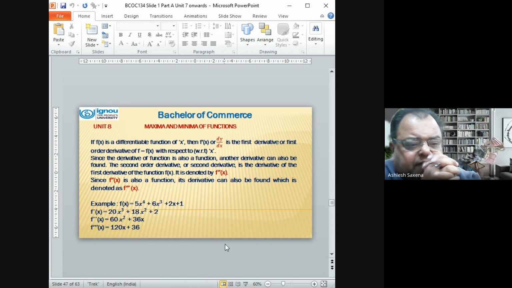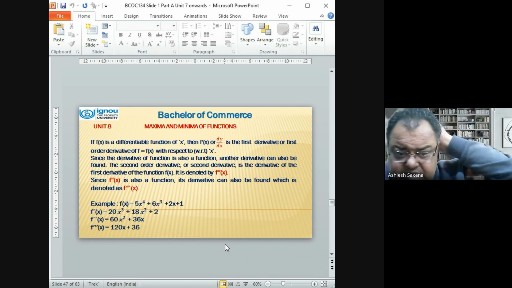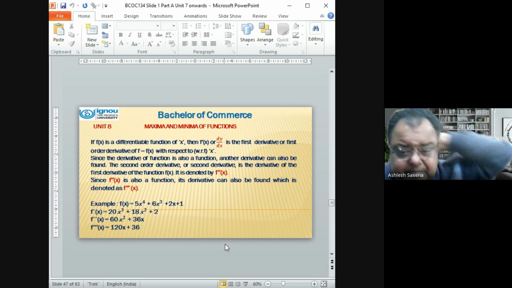your f(x) is 5x power 4 plus 6x square plus 2x plus 1. The first derivative will be 20x cubed plus 12x plus 2. Your second derivative will be 60x square plus 12. Your third derivative will be 120x. You can see how successive derivatives are formed.